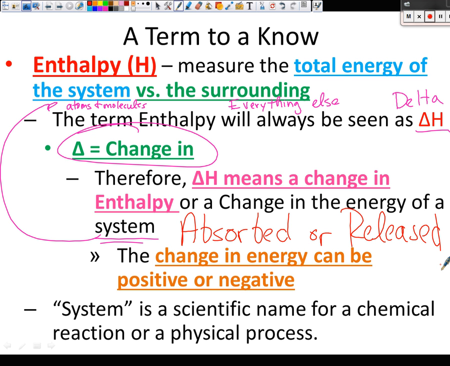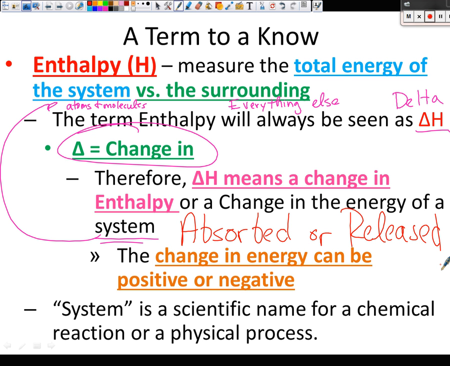mathematically, ladies, if we're talking about absorption or release, can you assign a sign to that? I know that kind of sounds weird. Can you give it a positive or a negative? Yes. So the change in energy can be a positive or a negative.